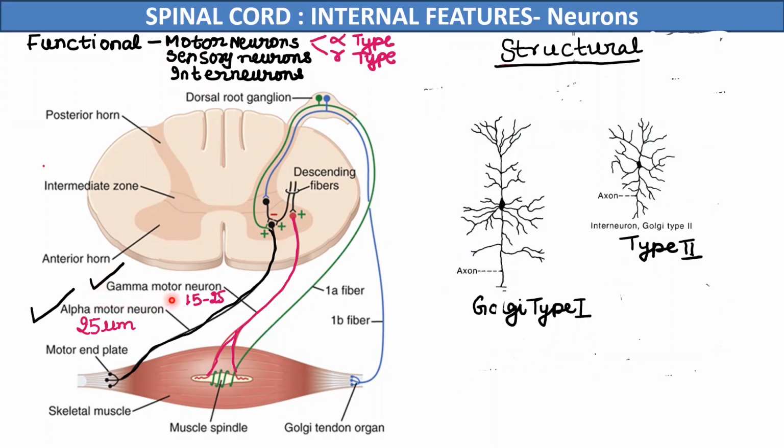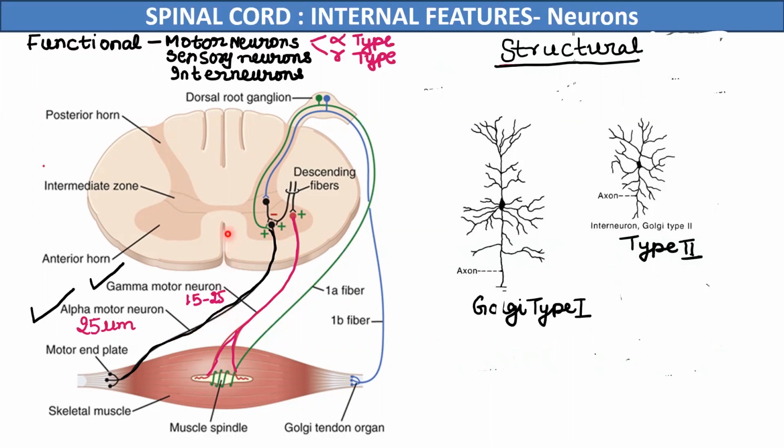Both types of neurons we can see in this diagram. The alpha type of neurons are larger in diameter, about 25 micrometers, while the gamma motor neurons are smaller. They have a diameter of about 15 to 25 micrometers. The alpha motor neurons innervate the extrafusal muscle fibers, while the gamma motor neurons innervate the intrafusal muscle fibers. So these are the motor type of neurons, which can be either alpha or gamma type, and they are present in the anterior and the lateral horn of the spinal cord.